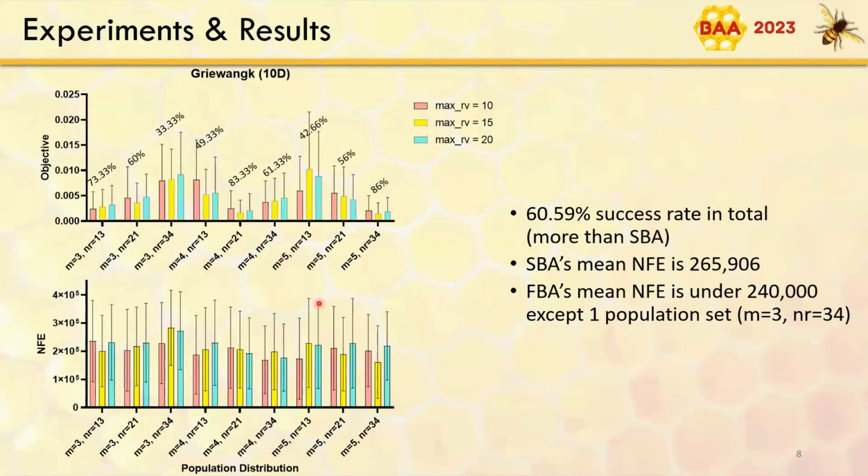And Griewank is one of the tough ones, and we achieved here more than a 60% success rate, and this is again more than the standard Bayes algorithm. The standard Bayes algorithm needed more than 250,000 fitness evaluations, and our results are under 240,000, except for one population set. So you can see the specific success rates of the specific population sets as well.